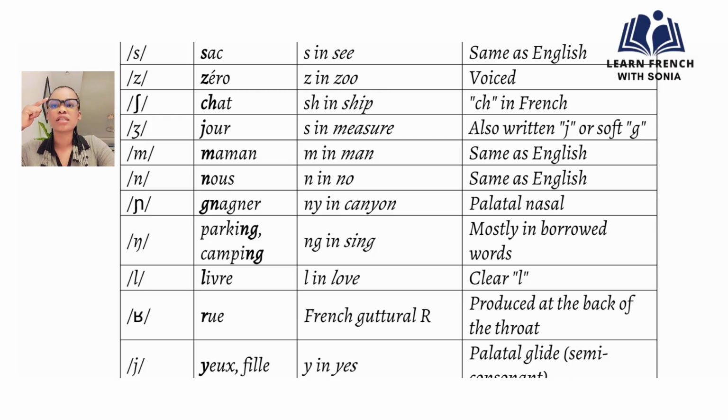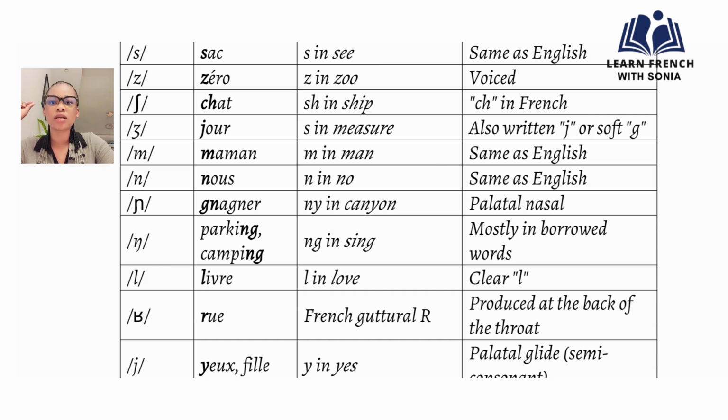The next one says ing, parking, camping. Ing as in sing, and then mostly in borrowed words. It's borrowed English. Then we have le, livre, and we have L in love. The L is the same in English and in French.